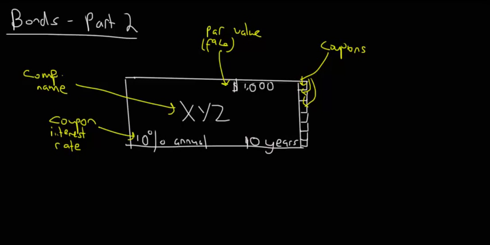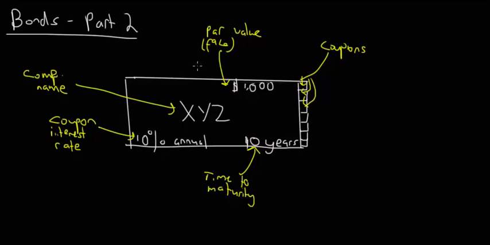Let's label that 10 years as well. That 10 years, we'll call time to maturity. Those are the basic features of any kind of corporate bond or government bond that will ever be issued.